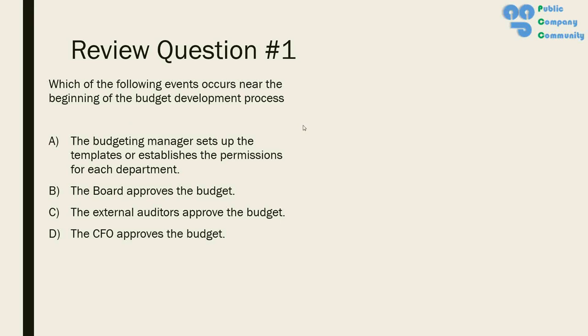First one, which of the following events occurs near the beginning of the budget development process? Is it A, the budgeting manager sets up the templates or establishes the permissions for each department? Is it B, the board approves the budget? Is it C, the external auditors approve the budget? Or is it D, the CFO approves the budget? So which event occurs near the beginning? All right, everyone have their answer?